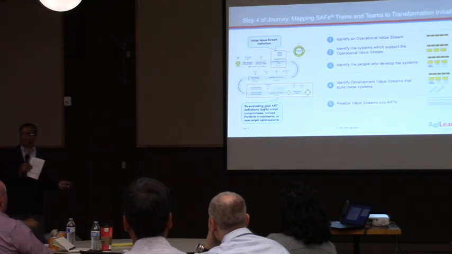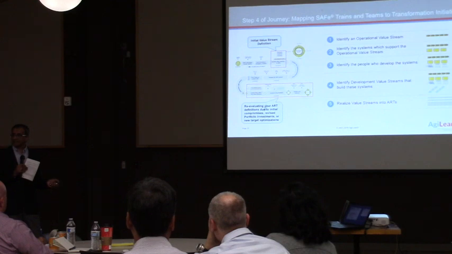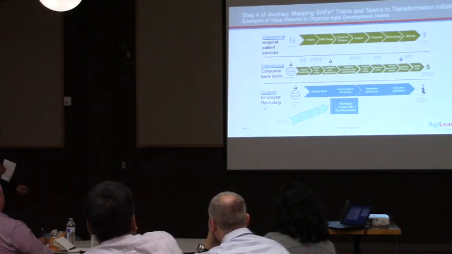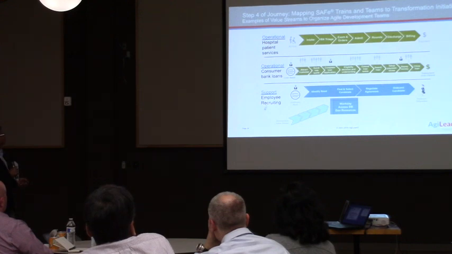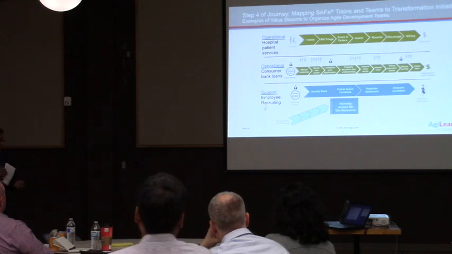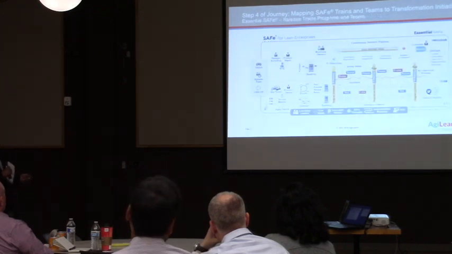These terms will make sense if you have been familiar with Scaled Agile Framework, but it will take a long time for me to give the whole overview of that. There is one slide that I'll talk about which will give the higher level view of things. So here are a few examples of different operational value streams, and then how development value streams map to each one of them for getting things done. And then you take these development value streams and then map them to what you want to implement.